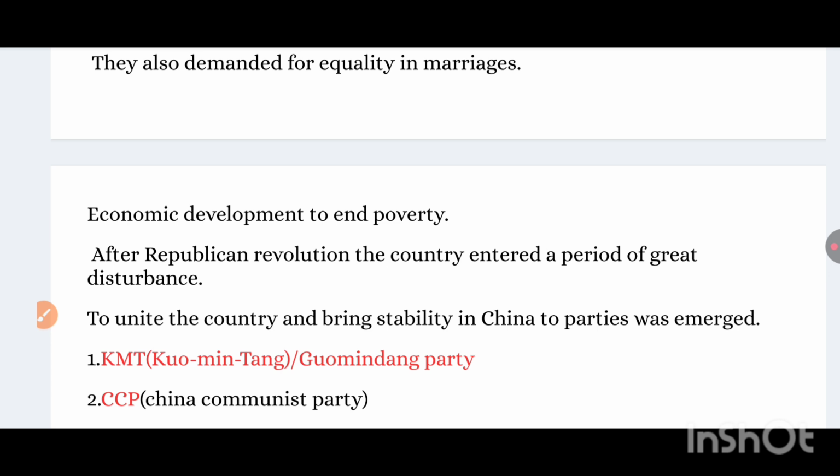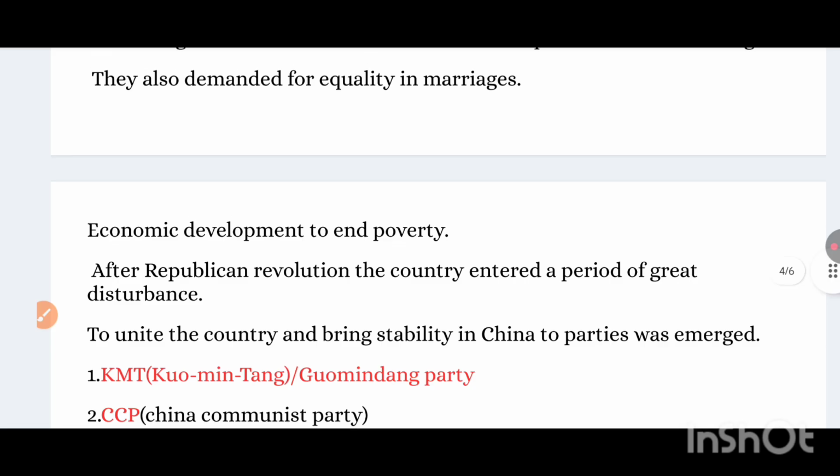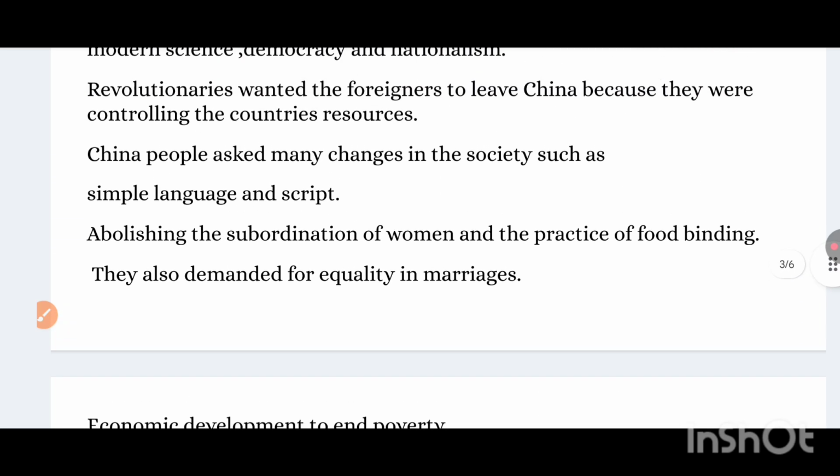Most of the Chinese people were dependent on agriculture, so most of the people were in poverty. Most of the people were poor. That's why they wanted economic development to end poverty. So these are the other demands of the May 4th Movement.